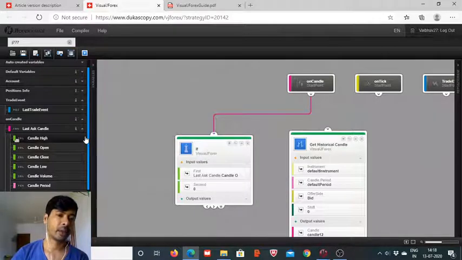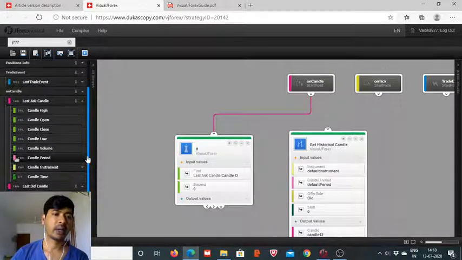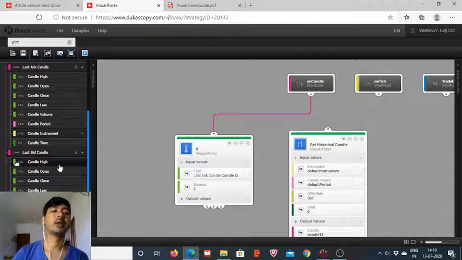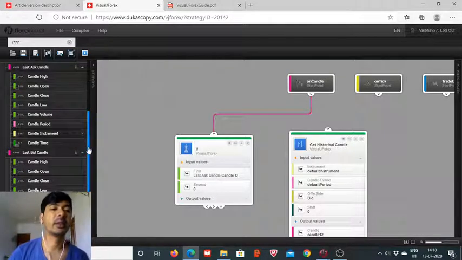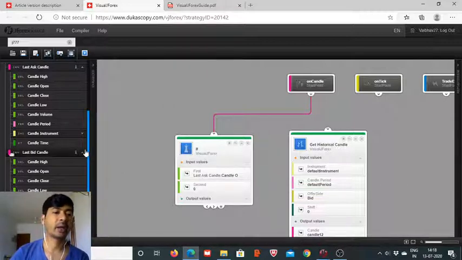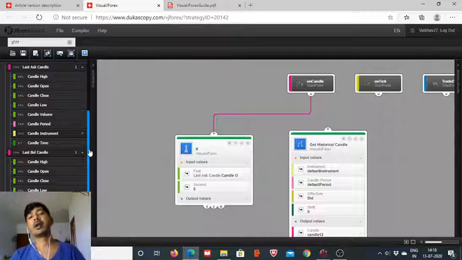And the same parameters are also listed on the bid side, so the ask side as well as the bid side. Both of these parameters are available for use. And let us say that we want the candle period to be defined and set to 10 seconds.